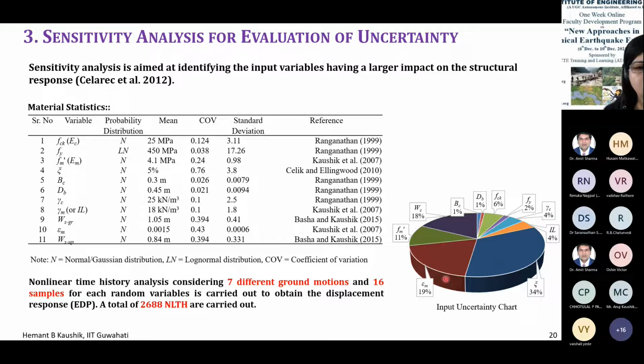But material strain, there is a 19% variation. Width of strut, there is 18% variation. FM prime, 11% variation. So on and so forth. So we'll see what is the influence of variation in these input properties on the output of the structure. That is the study. That is the sensitivity study.